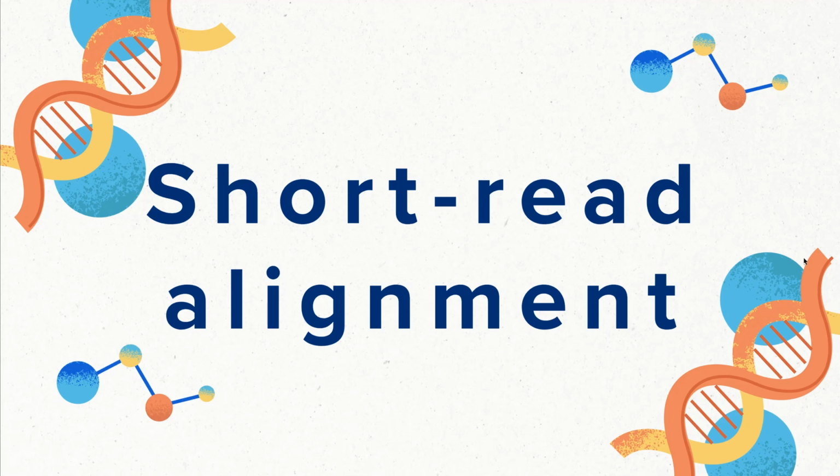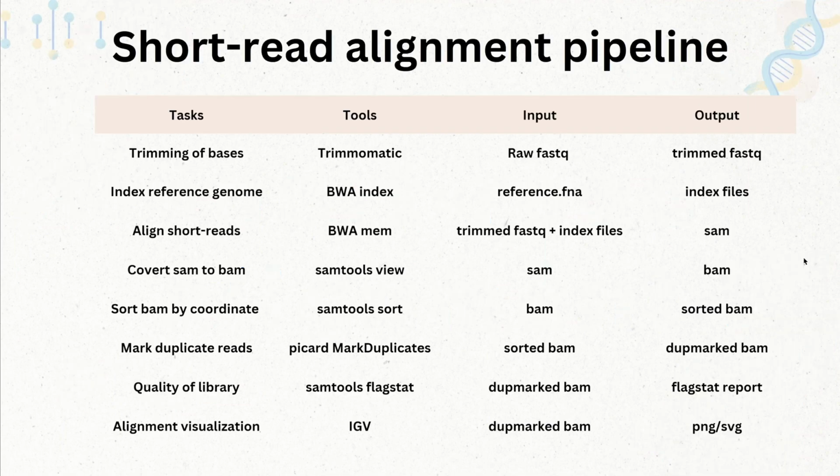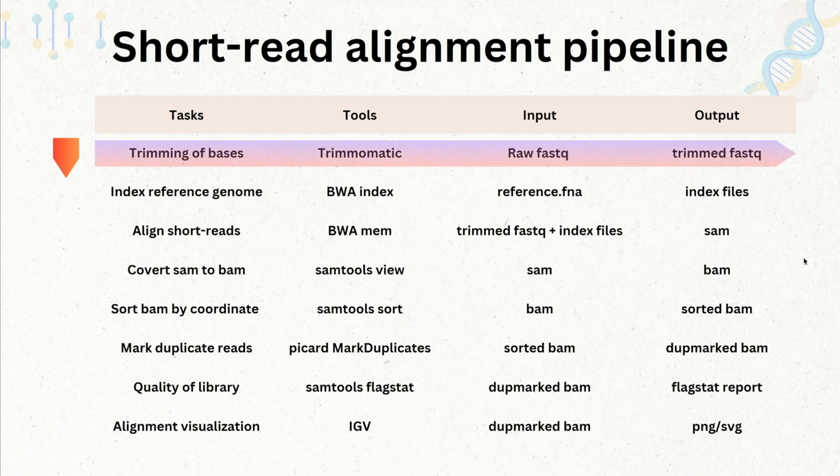Hi everyone. In today's tutorial, we will go through the entire pipeline of short read alignment. Here I am showing the high level overview of individual sections of this pipeline. At first, we will perform the trimming of low quality bases using Trimmomatic. We need to provide the raw FASTQ files as input, which will generate a trimmed FASTQ file.